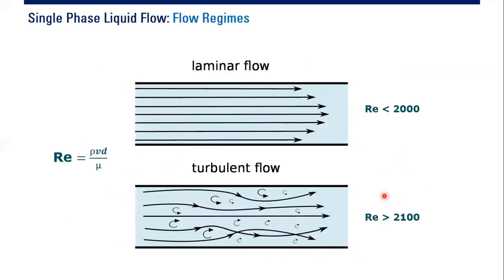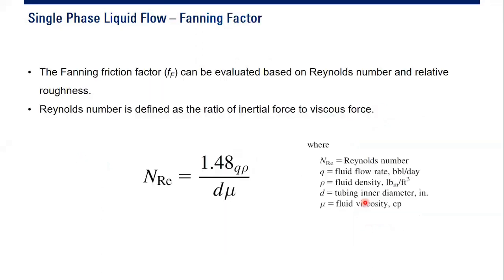Okay, we start to describe the performance of our wellbore. We start simple by starting from single phase liquid flow. In single phase liquid flow, we know two flow regimes: laminar flow, whose Reynolds number is below 2000, and turbulent flow, whose Reynolds number is more than 2100. You already know that.